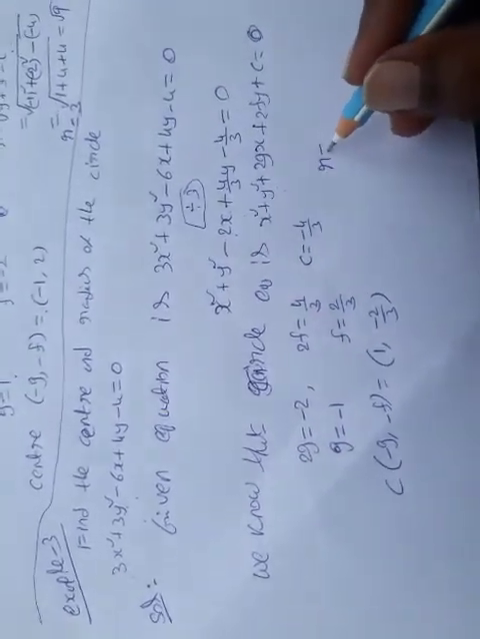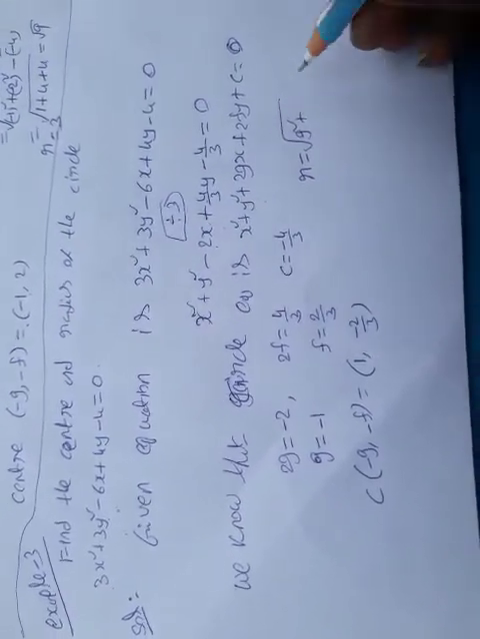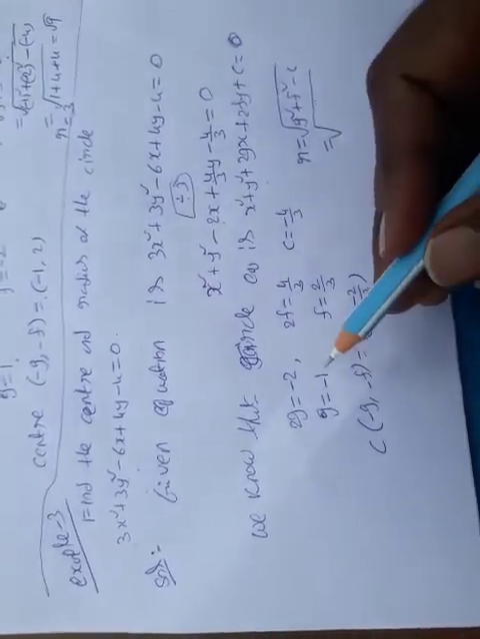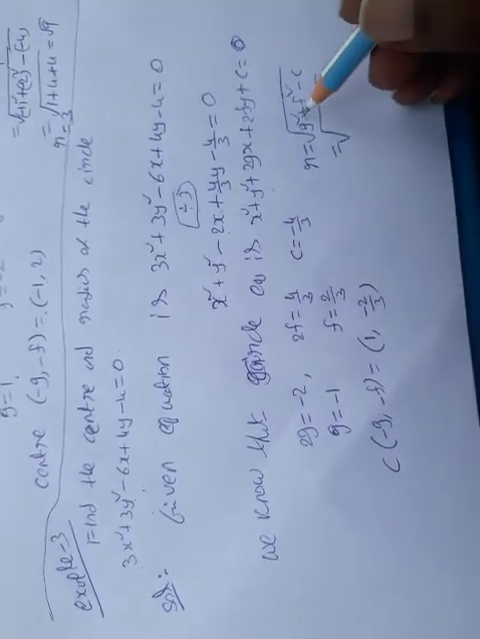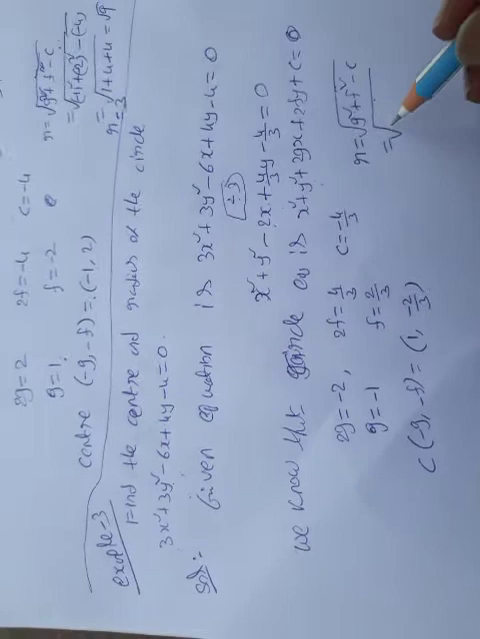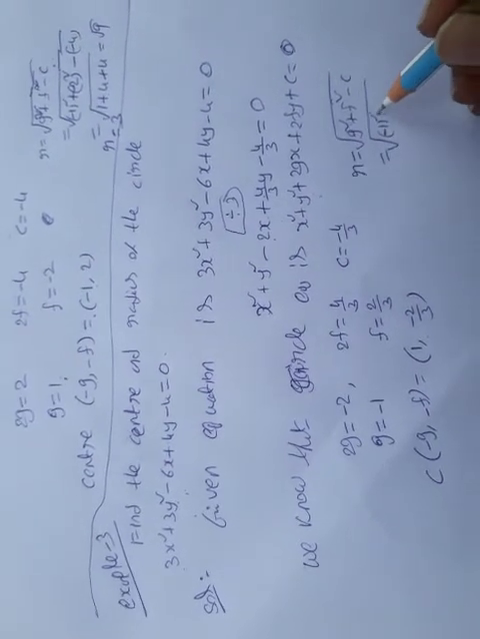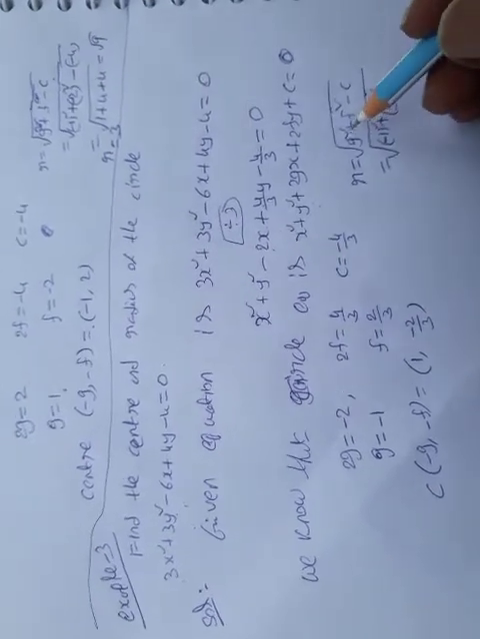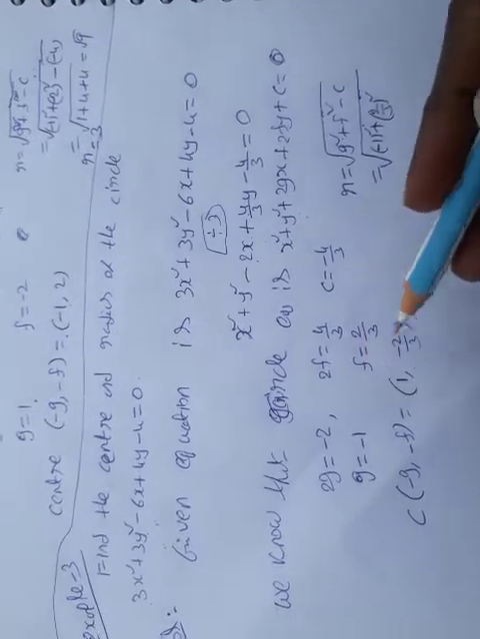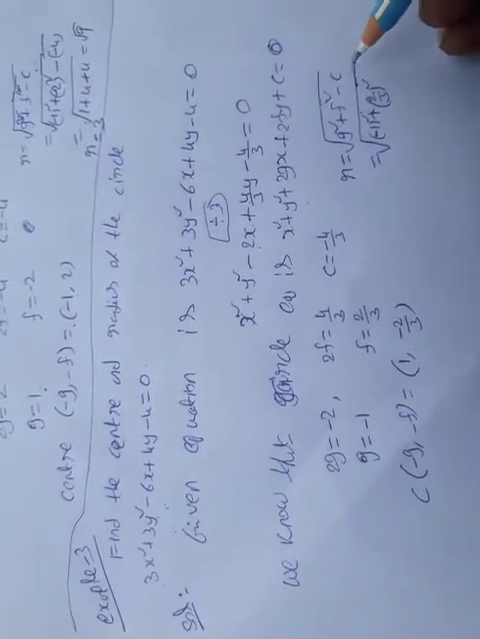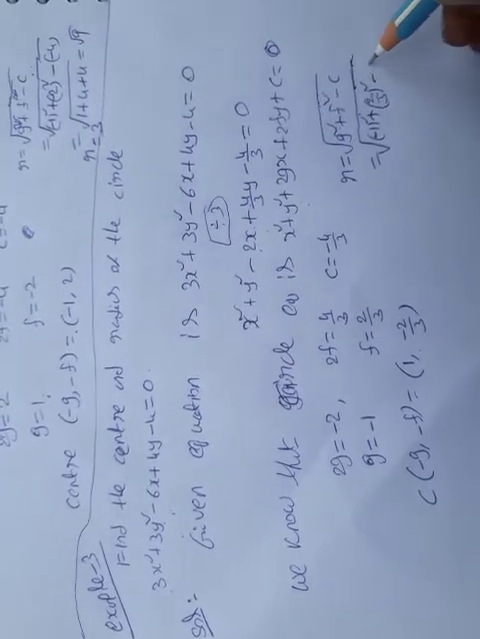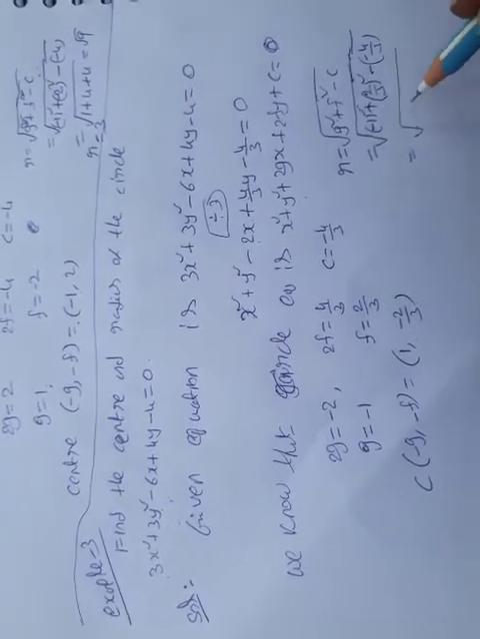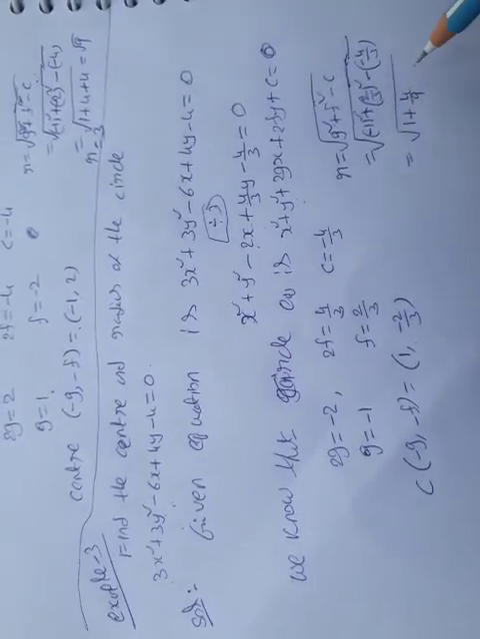Now we find the radius. The radius formula is root of g square plus f square minus c. g is equal to either minus 1 or 1, so that is minus 1 square, f is equal to 2 by 3 whole square. Here there is a square, so whether we write g or minus g, we get the same value. Minus c means minus of minus 4 by 3. Take care about writing the minus c. That is equal to root of 1 plus 4 by 9 plus 4 by 3.